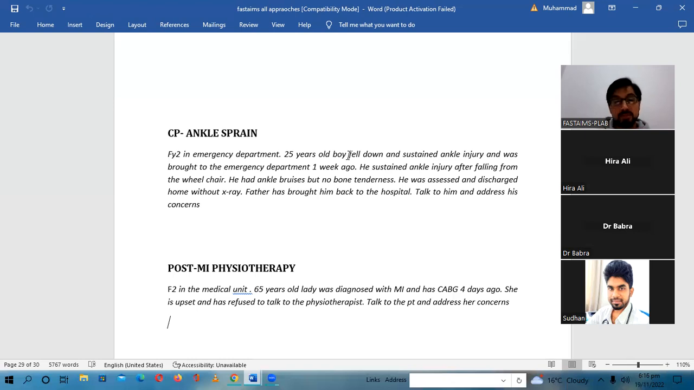Okay, and then you need to ask about the current situation, that how is the child now? Is he still having symptoms? Is he in more pain? Has the pain subsided? Or is his ankle swollen? And is he able to walk? Is there anything you're worried about in particular? You need to address those concerns.